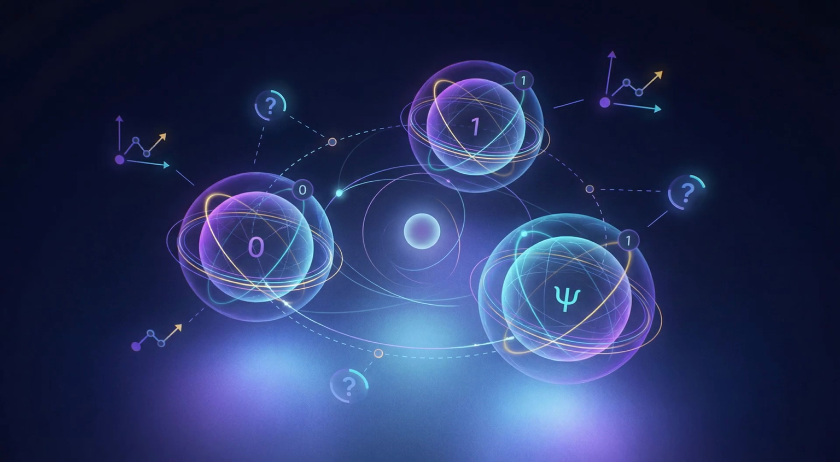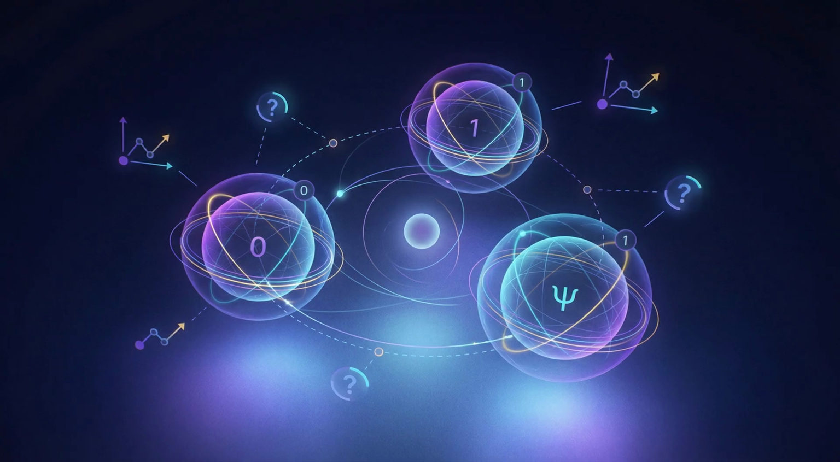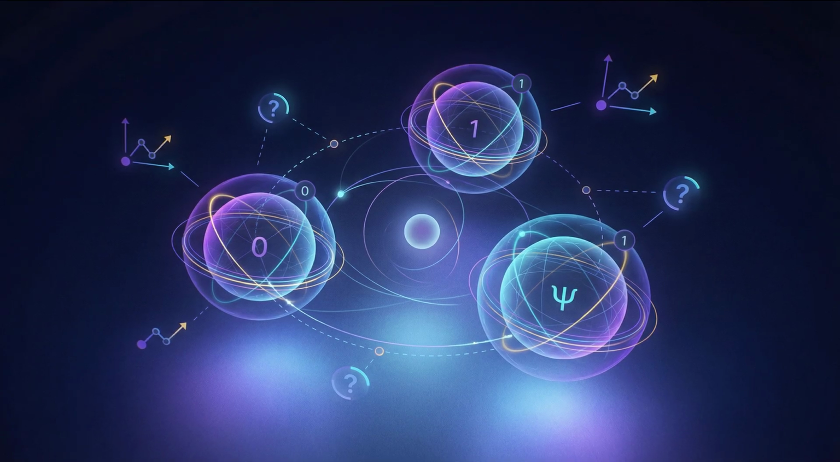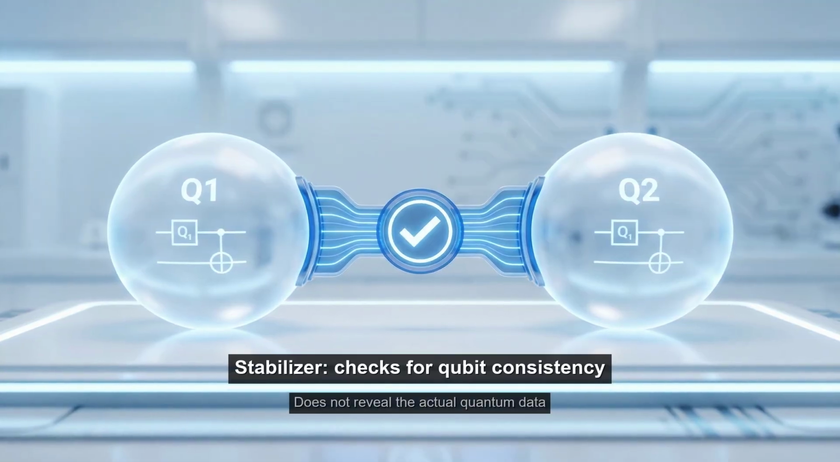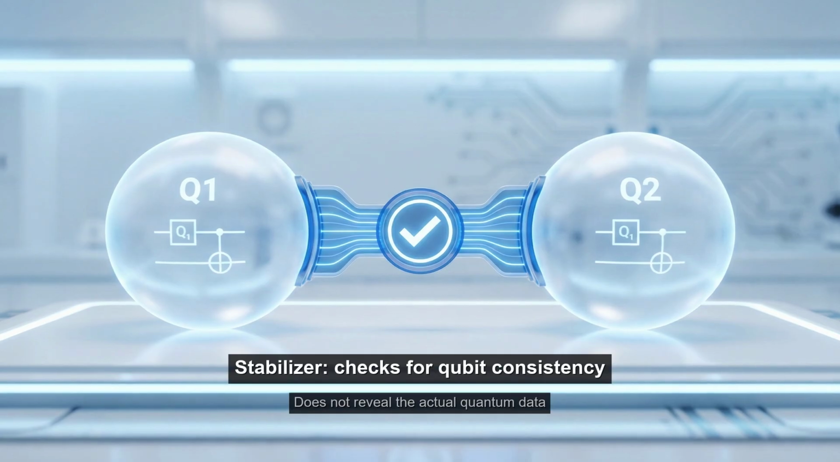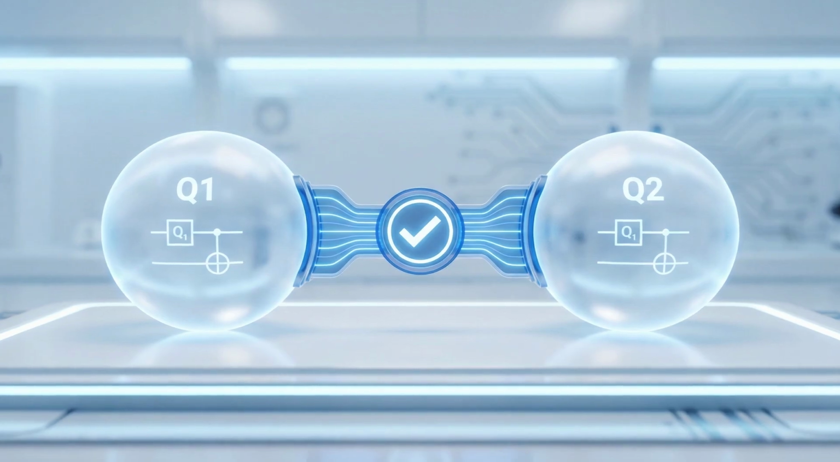What matters here is the kind of checking that's allowed. Instead of asking, "Are you a 0 or a 1?" which would pop the bubble, the system asks questions about relationships. Do these two qubits match? This is a parity check. It's another way of saying that stabilizer measurements look for consistency across small groups, not the values themselves.